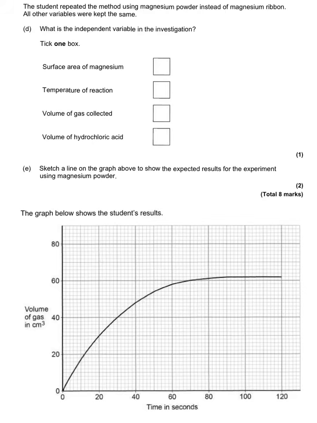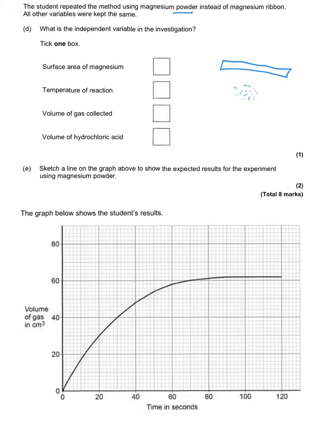So we're still on the same question here, and the student has repeated the experiment, only this time they have used magnesium powder instead of magnesium ribbon. So magnesium ribbon is a thin piece of magnesium that you might have burnt in a Bunsen burner, and the powder is of course that ribbon that's been chopped and then ground up into really fine pieces.